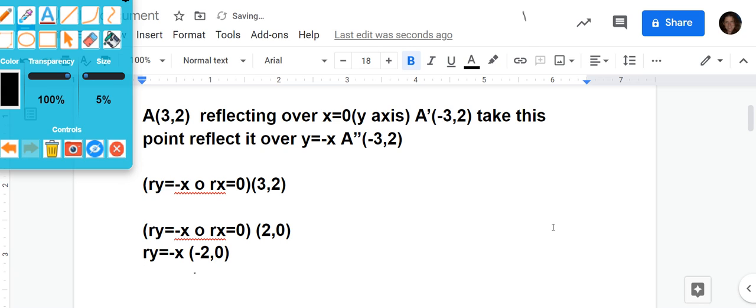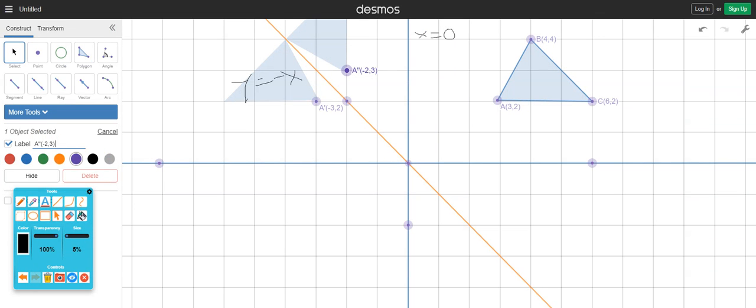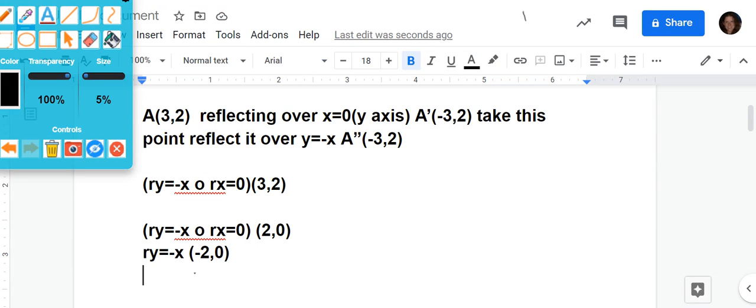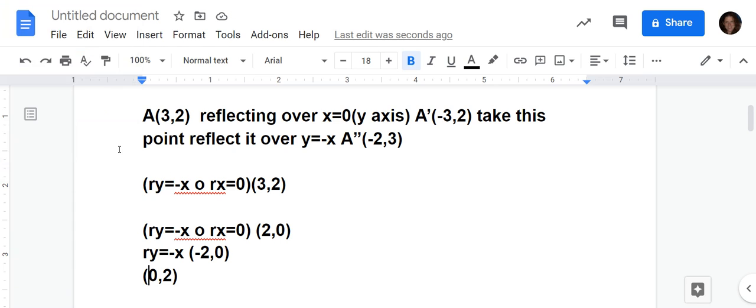If we do y equals negative x, oh, this is not the right answer. This is not negative 3, 2 here. This is negative 2, 3. So it would change. We would change the signs, and we would flip it. So we would end up with 0, 2 as our answer here. That's a little bit complicated, but it's the way that we're thinking about setting these up. We'll talk more about that in the future.